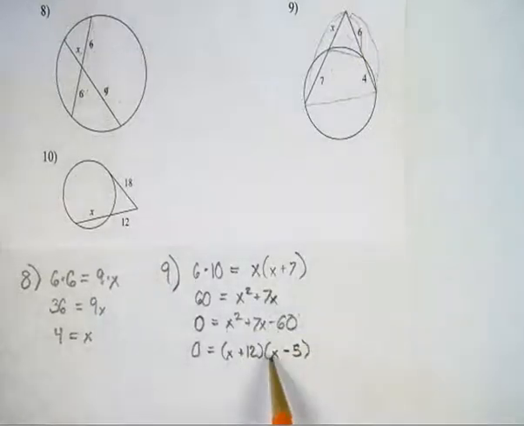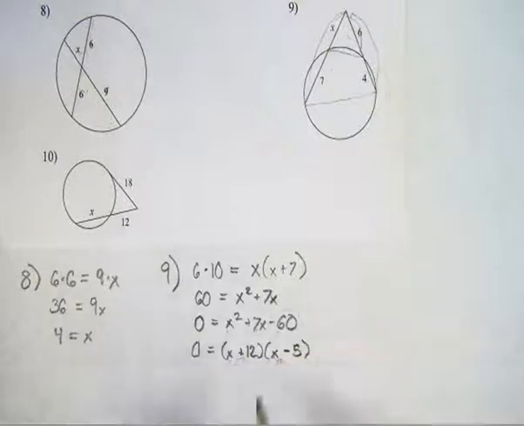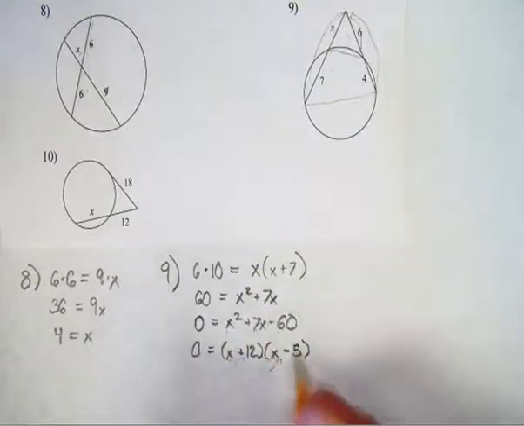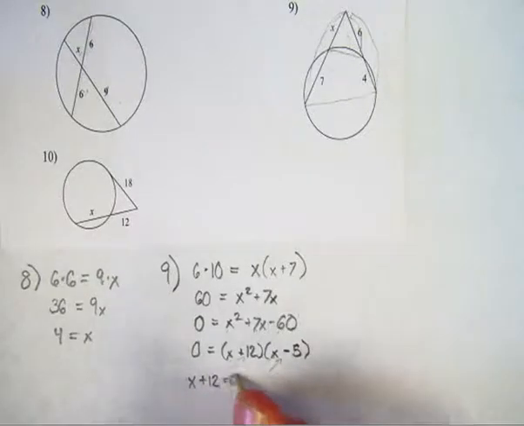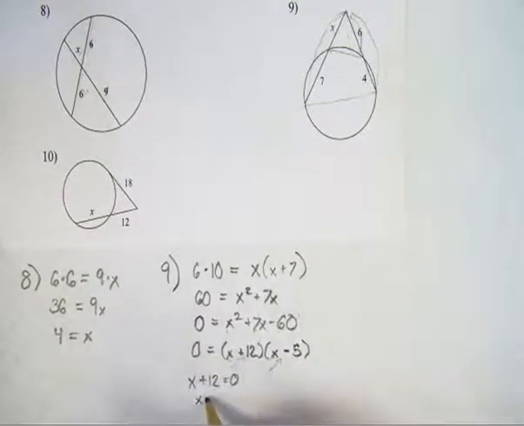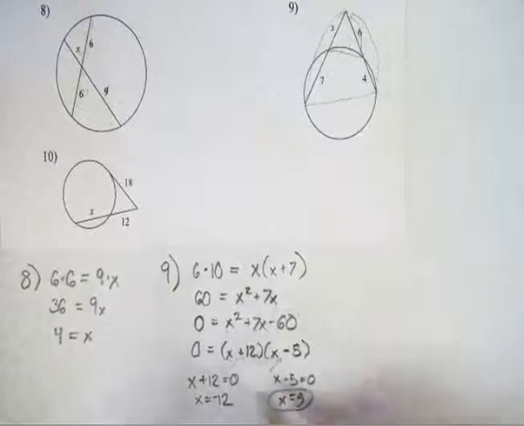And so now I can FOIL this to confirm that it actually works. So I get x squared plus 12x minus 5x minus 60. 12x minus 5x would be 7x, and so that works. Now to find my solutions, I take each part of the factored trinomial that we have, and I set that equal to 0. So I can say x plus 12 equals 0. So that means x must equal negative 12, and then I take this part and I say x minus 5 equals 0. Solve that, so x would be positive 5.